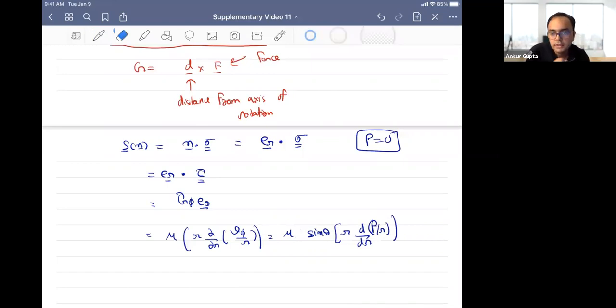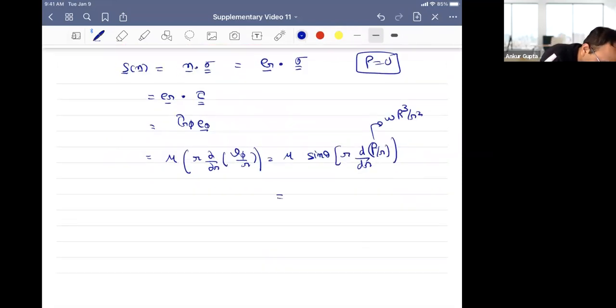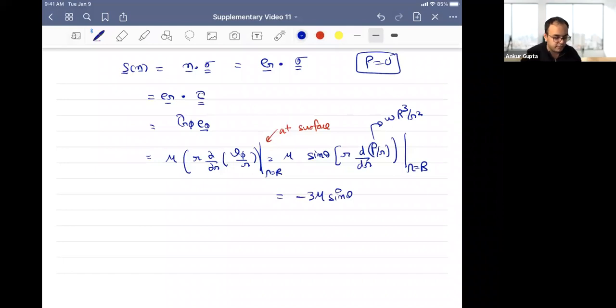We know f is omega R cubed by R squared. You can substitute that, and this should be calculated at r equal to capital R, at the surface. It's actually very easy to get this. Once you get this, you will get minus 3 mu sine theta, and what you will get is mu omega sine theta. That's all you will get.